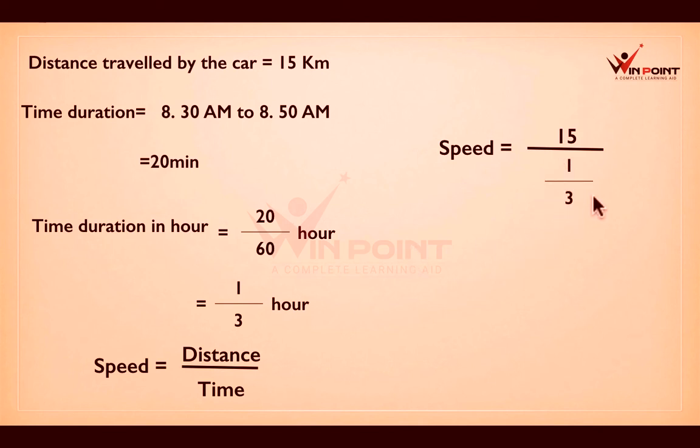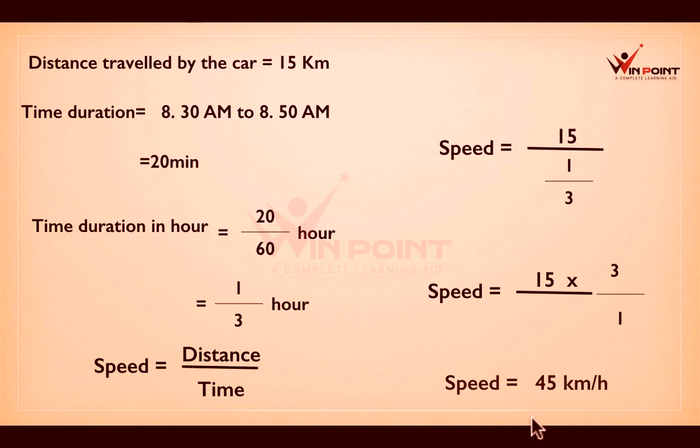To divide this value, we need to take the multiplicative inverse. We need to take the reciprocal. Then speed will be equal to 15 into 3 by 1. 15 into 3 by 1 is equal to 45 km per hour.